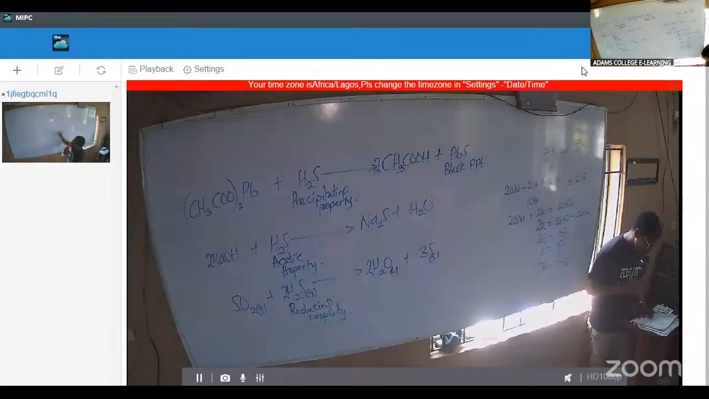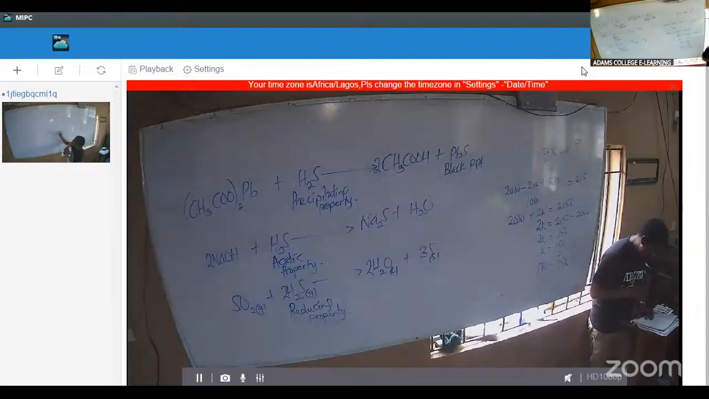Some of them don't need to write. Relatively high boiling point of alkanol is due to what? A, ionic bonding. B, aromatic character. C, covalent bonding. D, hydrogen bonding. Hydrogen bonding. That's it.